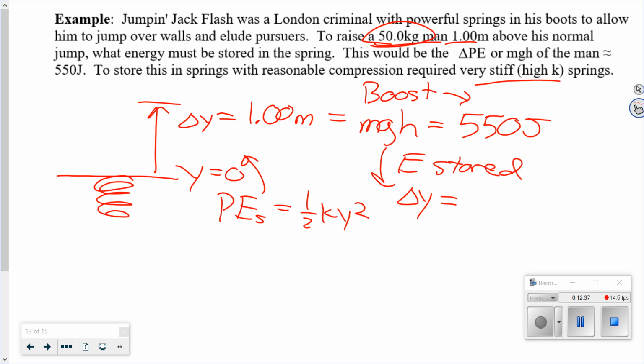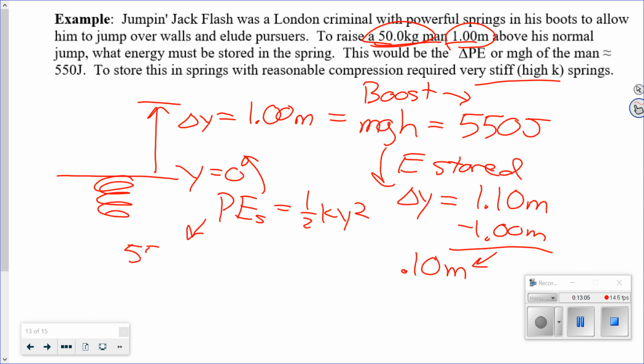So 1.10 meters minus 1.00 meters is 0.10 meters. In just 10 centimeters, we have to release all of that energy, 550 joules. So 550 joules equals 1/2 k times 0.1 meters squared.